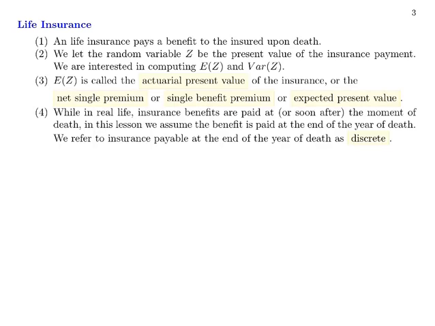Now usually insurance payments are made at or shortly after death, but in this lesson we'll assume that the payment is going to occur at the end of the year of death. That will make the time of the payment a discrete random variable, and that's a little easier to work with at first. We'll talk about the continuous case later on.